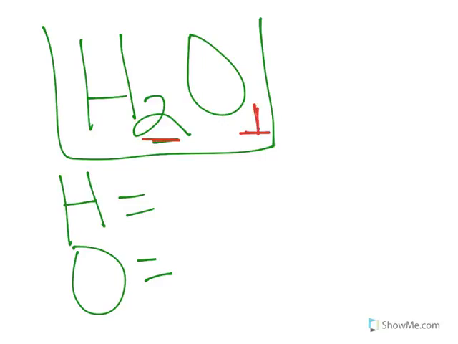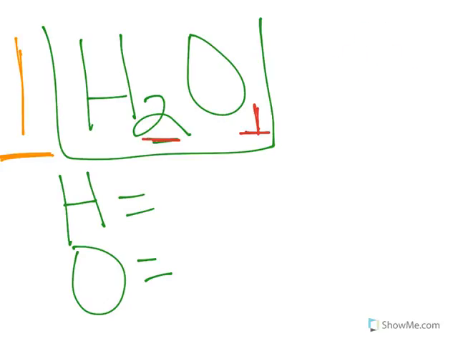Next, I want to check for a coefficient outside of the formula. Remember, the coefficient tells you how many sets you have. Since I don't see a coefficient there, I know that this is understood as 1. That means I have 1 set of H2O. Basically, if these 2 orange circles represent my 2 hydrogens, then this blue one represents my 1 oxygen. They are all connected. This is 1 molecule of H2O.